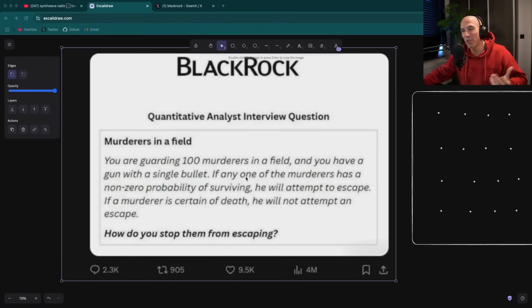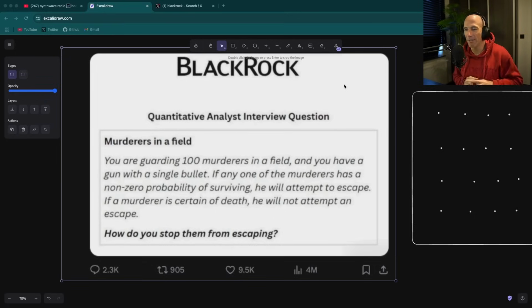So basically, the first thing we need to check here is you're guarding 100 murderers. I think this 100 doesn't really matter, if you're guarding 10, 20, 1 million, right? So we can remove that from the equation. And then you have this gun with a single bullet. I saw in the comments a lot of people say, yeah, but a gun with a single bullet, they don't know how many bullets you have. And they make it complex. There's a certain common mistake I see a lot of people make.